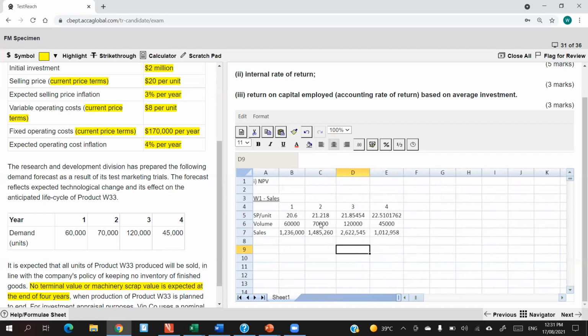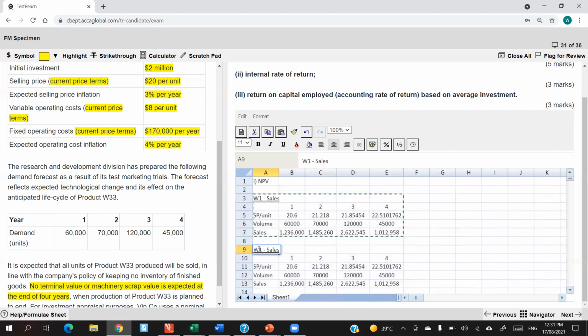In the same way, what I can do is I can do variable cost working as well. So if you see the variable cost, it is $8 per unit, and it will inflate by 4%. Now what you can do is you can just copy this and then change things on that second working, which would save a bit of time. So this is working 2, and the working 2 is your variable cost.